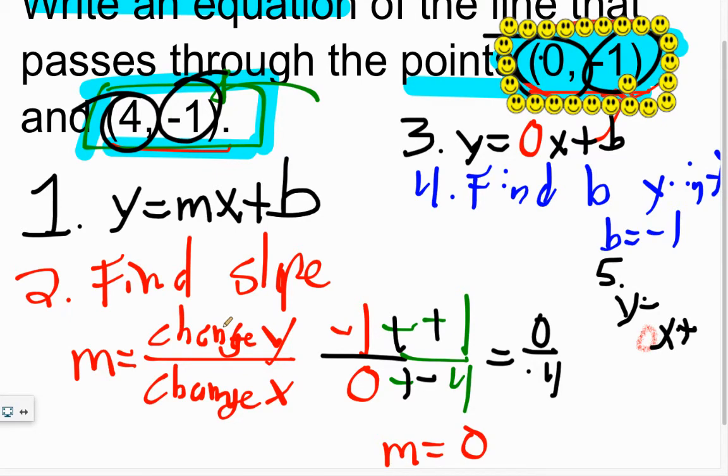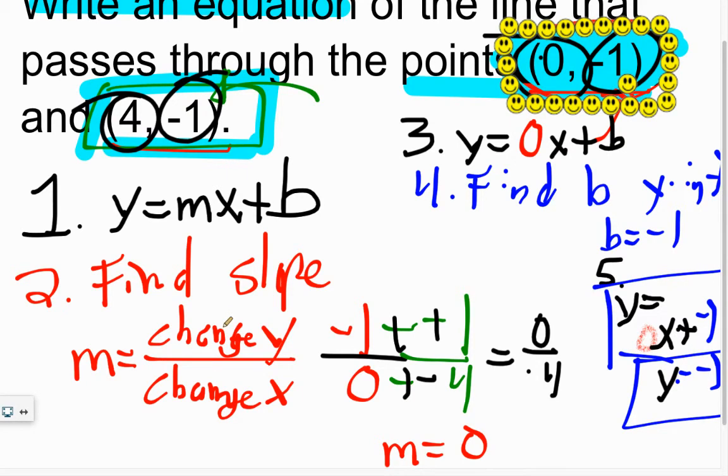Plus a -1. So you might see it written like this, and I would accept that. You might also see it just written as y equals a -1, since that 0x disappears. I will accept either of these answers on that. When you have 2 equations, that's how we figure them out.